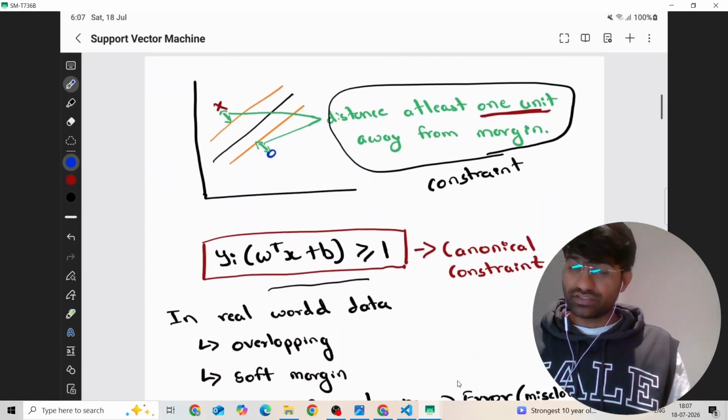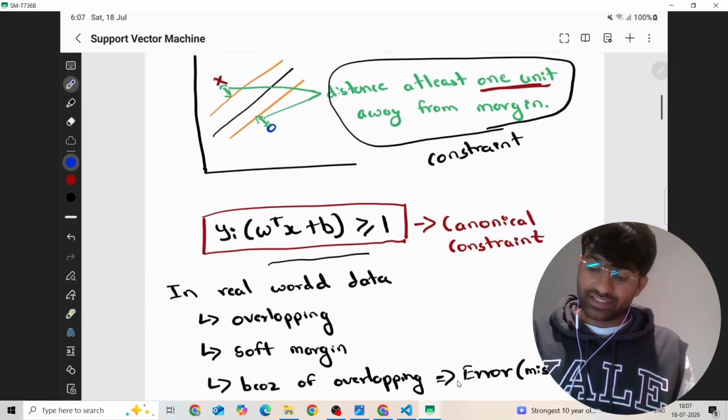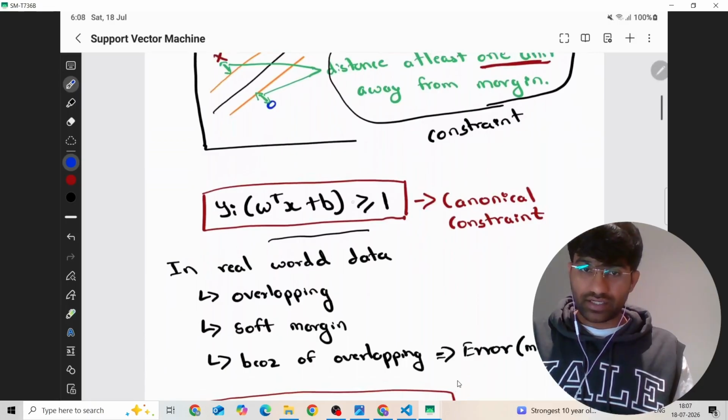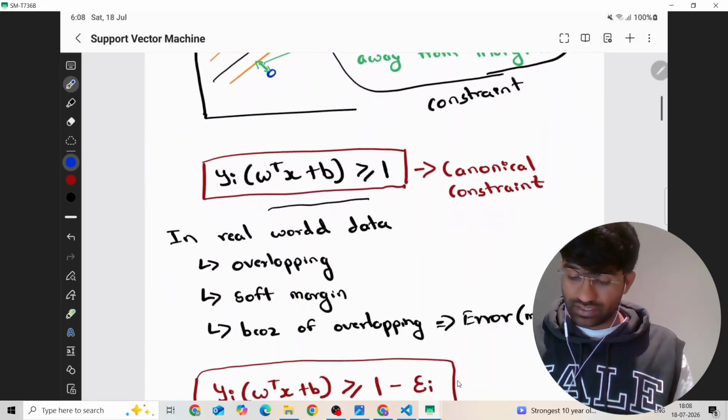This constraint is known as the canonical constraint. So it should be at least greater than 1 unit away from the margin. So we have added greater than or equal to 1. And this is known as the canonical constraint.